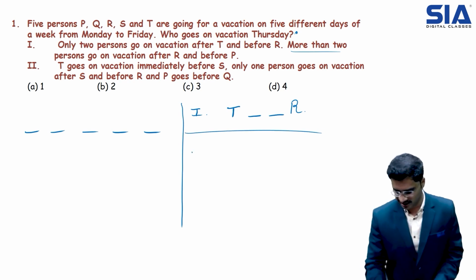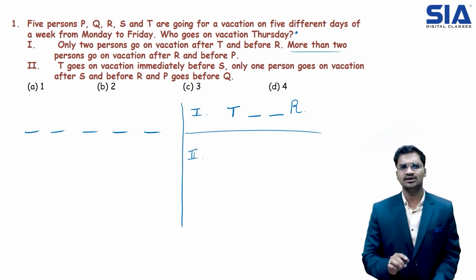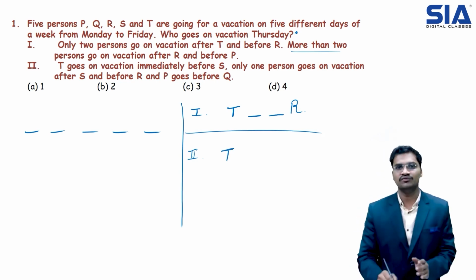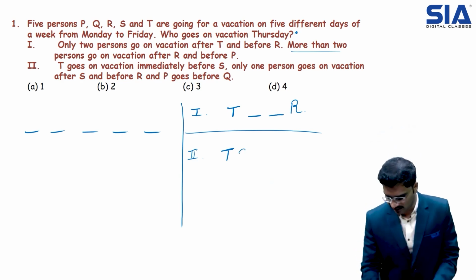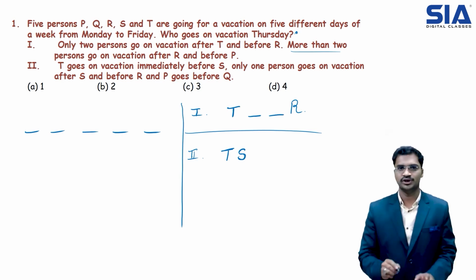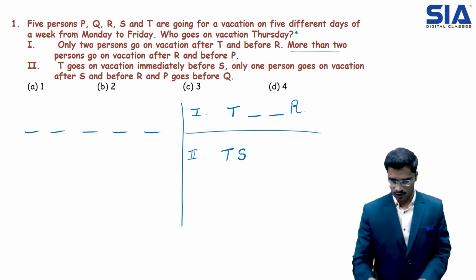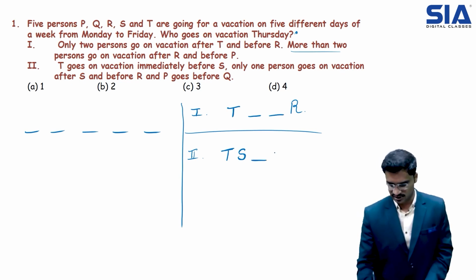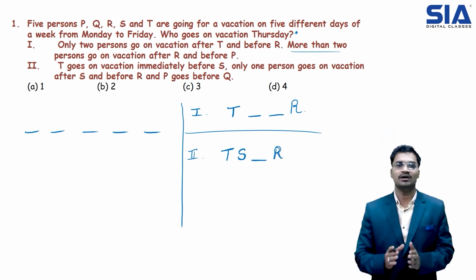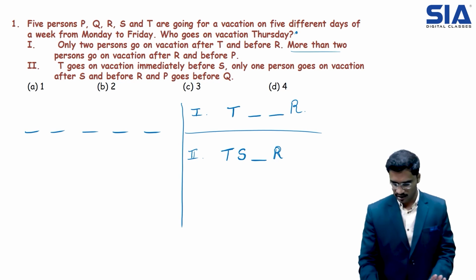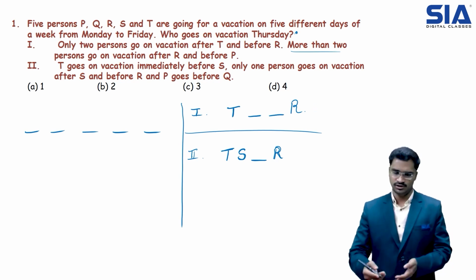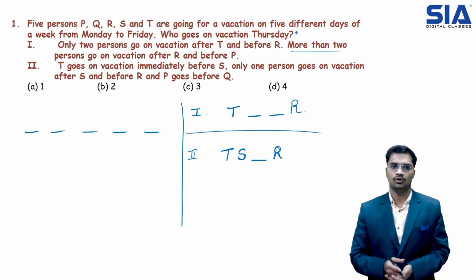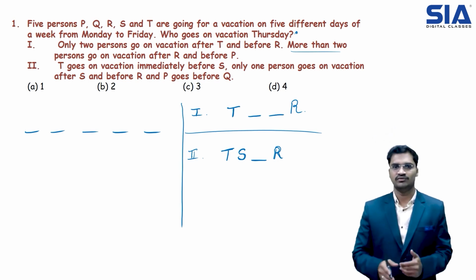Now coming to the second statement. It says T goes on vacation immediately before S. So after T, S is going. Only one person goes on vacation after S and before R. So from statement 1 alone I cannot answer the question, and by using only statement 2, can I answer my question? No. When I combine both of these statements, then I can answer our question.